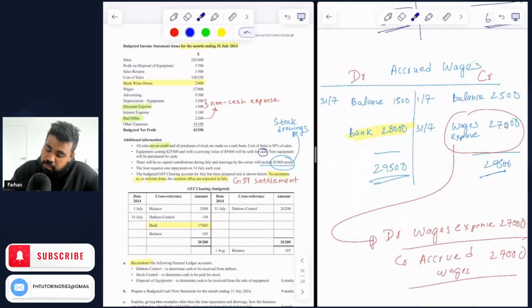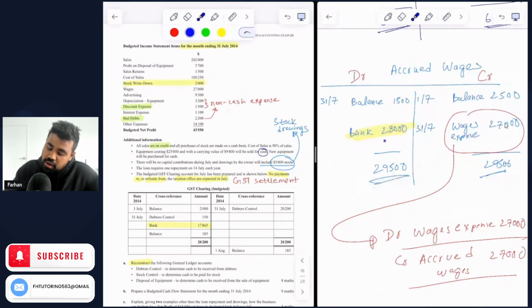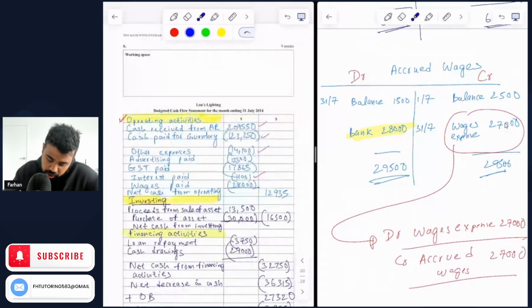So this amount for bank on the debit side refers to the wages we have paid. And obviously, if you want to calculate this, we use the same strategy as before. Find the total of everything on the heavier side, which is the credit side. That is 29,500, which must be the total of everything on the debit side. And once you subtract the closing balance of 1,500, you get $28,000, which refers to the wages that we have paid in cash. This is an operating activity, which is included here.